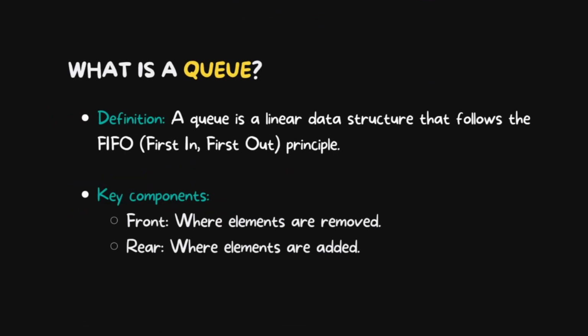Let's begin with the basics. What exactly is a queue? A queue is a linear data structure that follows the first in, first out principle. This means that the first element added to the queue is the first one to be removed. Think of it like standing in a line for a movie ticket. The person who joins the line first gets served first. A queue has two main points: the front, where elements are removed, and the rear, where elements are added. This structure is widely used in programming for tasks that need to maintain order.